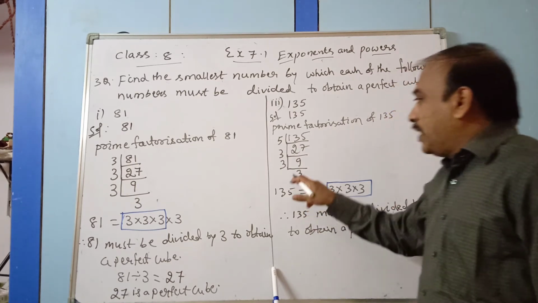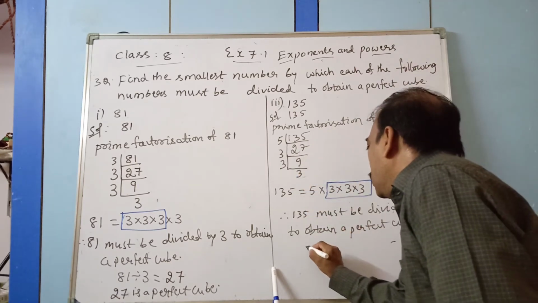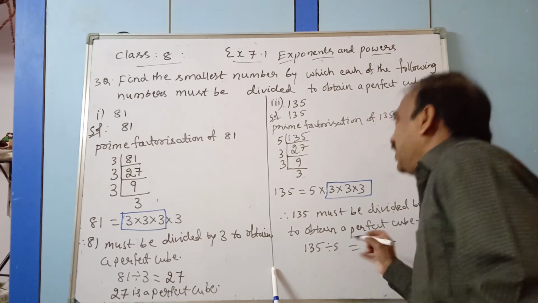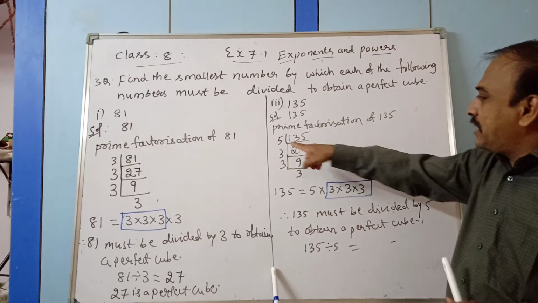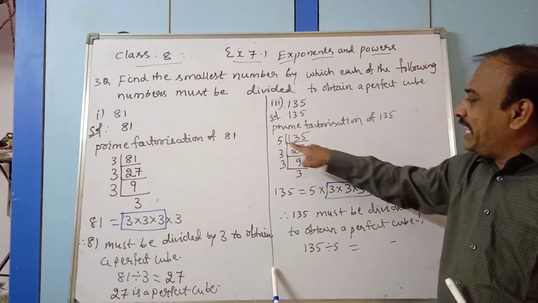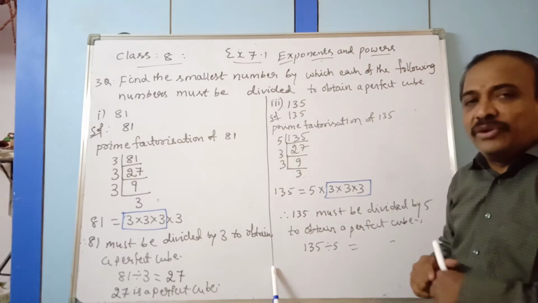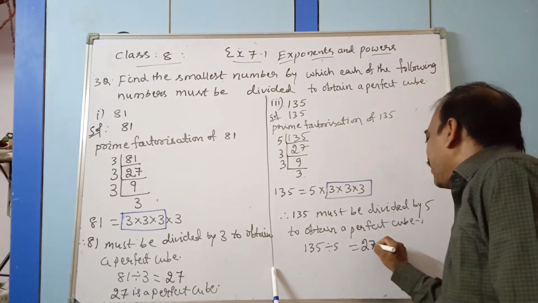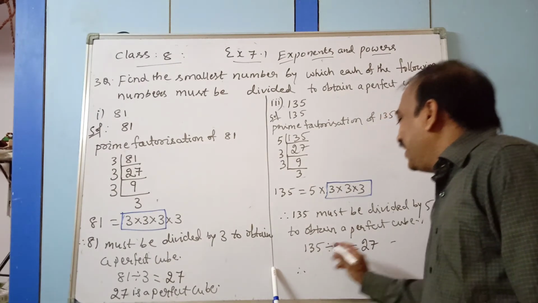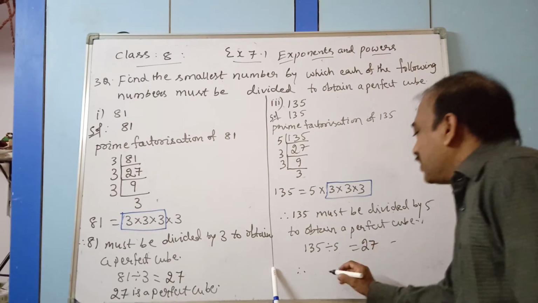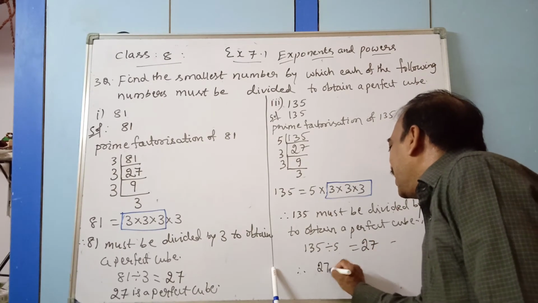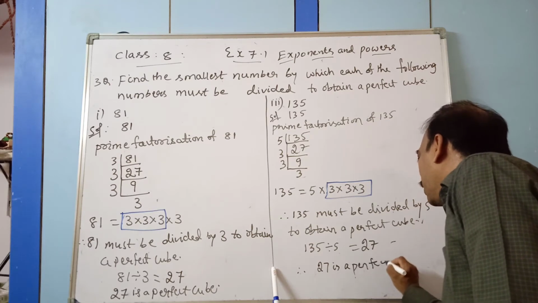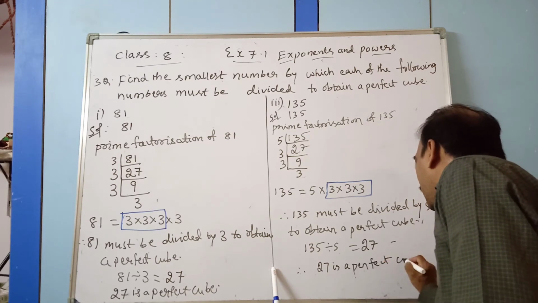Observe it. 135 must be divided. So 135, if you divide with 5, what will you get? You already divided in this place. 135 you divided here. So what answer did you get? 27. Here also we got 27. See this? So therefore 27 is a perfect cube.